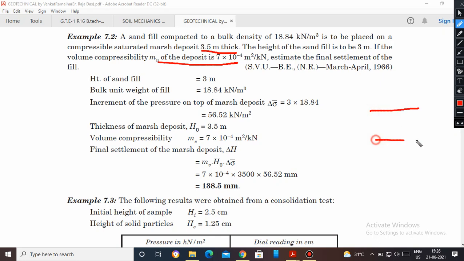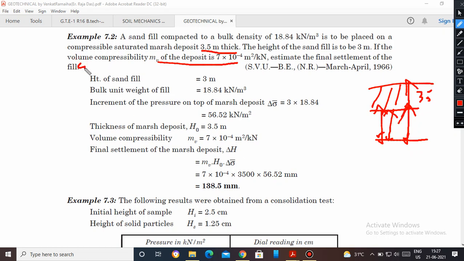Suppose, if you see here, this is the 3.5 meter height of the deposit. The sand fill, compacted to a bulk density of 18.84 kilonewton per meter cube, is placed with a height of 3 meters on this side. Due to the application of the load, the volume compressibility of the soil mass is taken as 7 × 10⁻⁴ m² per kilonewton. Estimate the final settlement due to this overweight, using the volume compressibility of the soil mass.